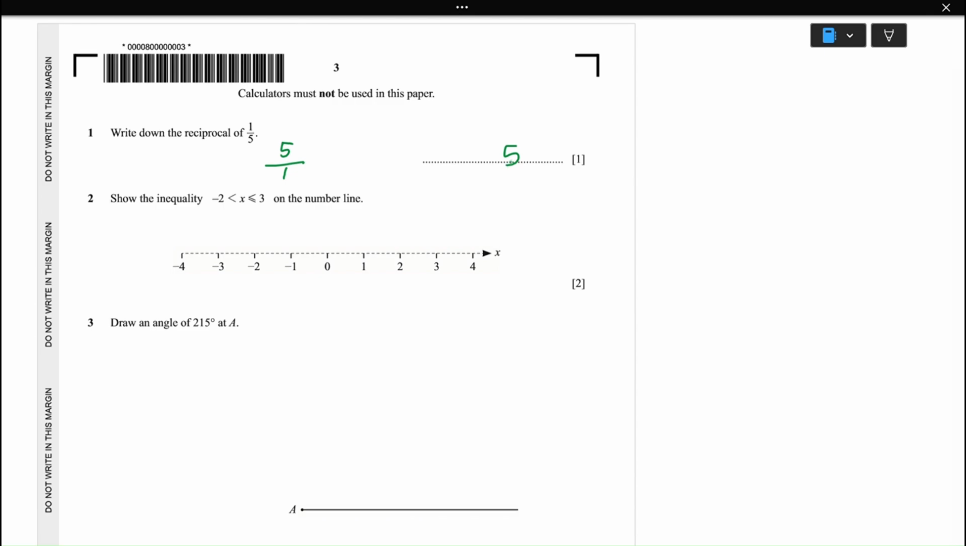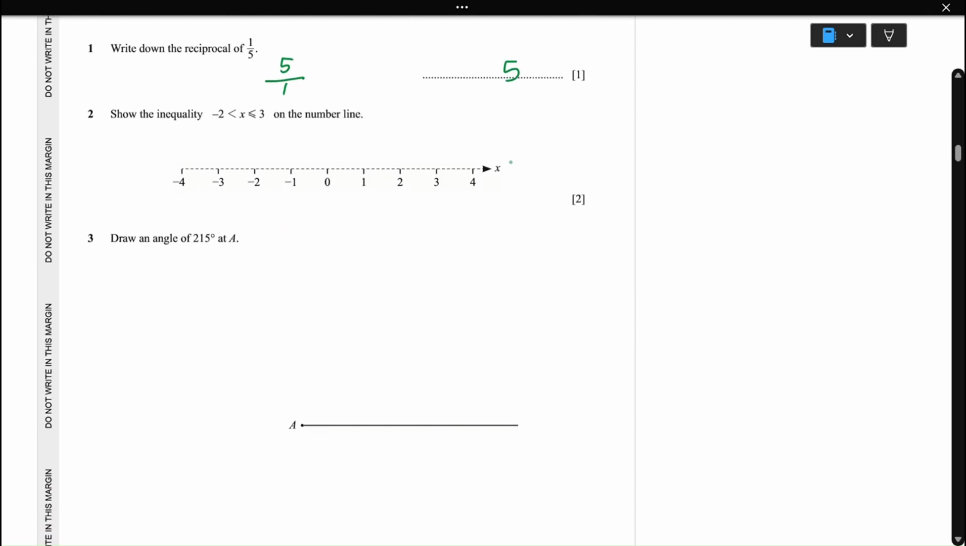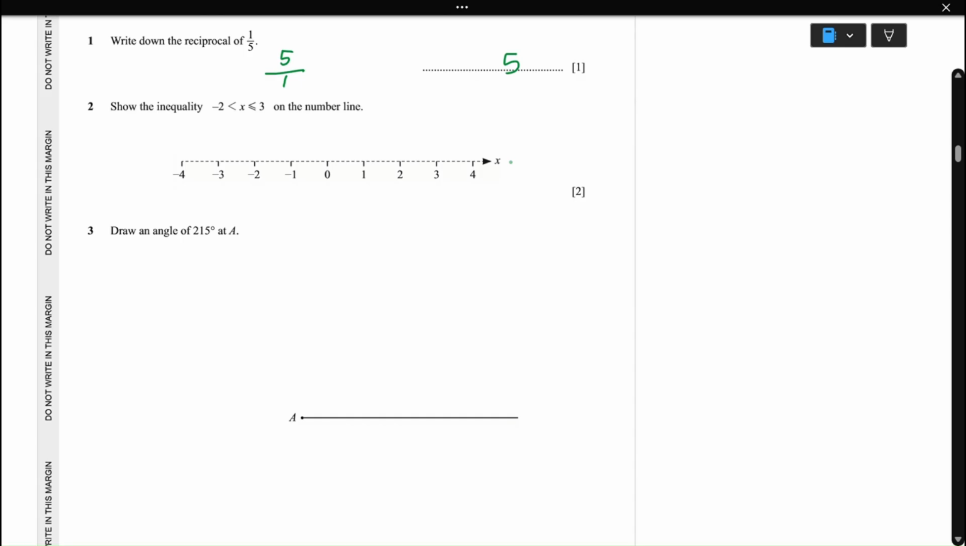Next, show the inequality -2 less than x less than or equal to 3 on the number line. So less than -2, this is not strict, so here we need to put a circle. Then up to 3, here is less than or equal to, so 3 is included, so we need to shade this one. Okay, so just make a line from here to here. This is finite, so here we need to put a straight line.